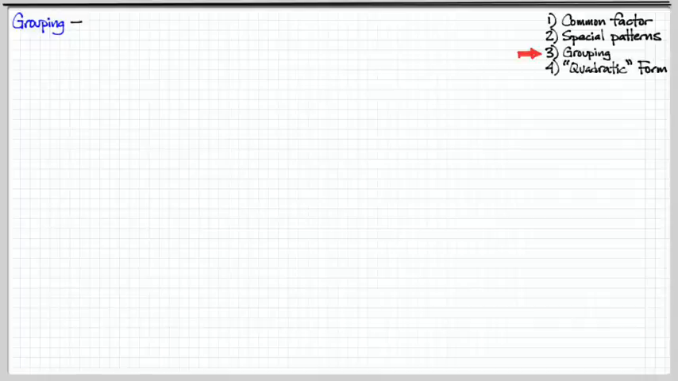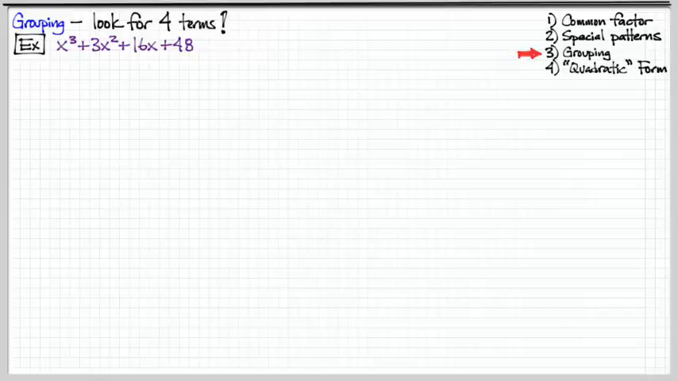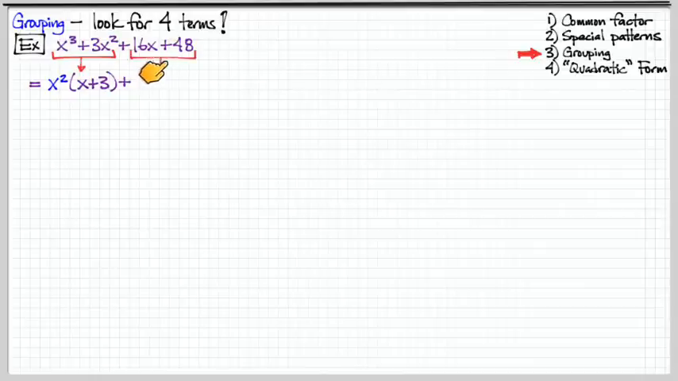Grouping. With grouping, we always look for 4 terms. So here's an example. We start with 4 terms, but we group them in 2s. We have this first term over here, and we factor out anything common. There's an x squared that we could factor out of both, so we do that first. We then look at the next term. Here, there are no x's we could factor out of both, but there is a 16 that we can factor out of both. So we're going to factor out a 16.